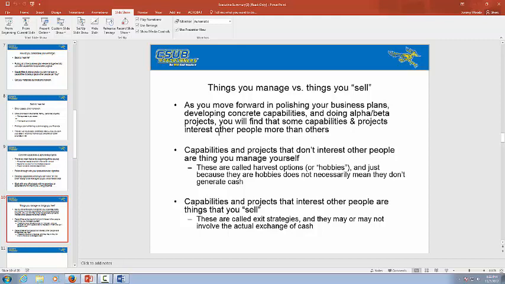But the key here is whether other people are interested or not. If other people don't seem to be interested, it's going to end up being a harvest option and a hobby for yourself. If other people are interested, it's going to end up being an exit strategy eventually, and you need to think about someone else rather than yourself managing the business in the future.